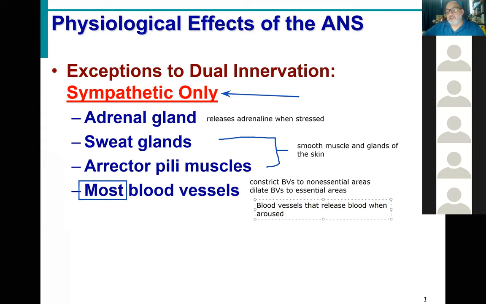This is an anatomy and physiology class. You are allowed to say penis. Any other areas besides the penis? Vagina. Okay, specifically the labia of the vagina, and what else of the female? Is it the clitoris? Clitoris, there you go, exactly. So the clitoris of the female, the labia majora of the female, and the penis of the male, those three structures, the blood vessels that control them, that release blood when aroused, these are actually controlled by the parasympathetic nervous system.